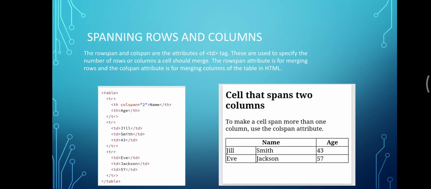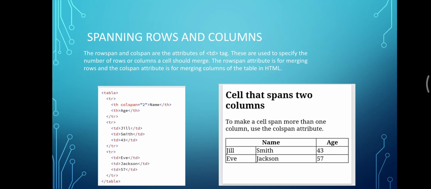Okay, nice. Spanning rows and columns. Now we'll talk about rows and columns. Rowspan and colspan are attributes of the td tag. These are used to specify the number of rows or columns a cell should merge. The rowspan attribute is for merging rows, and the colspan attribute is for merging columns of the table. Okay, we'll see the code first. I will tell you the code and what the output is on the right side.